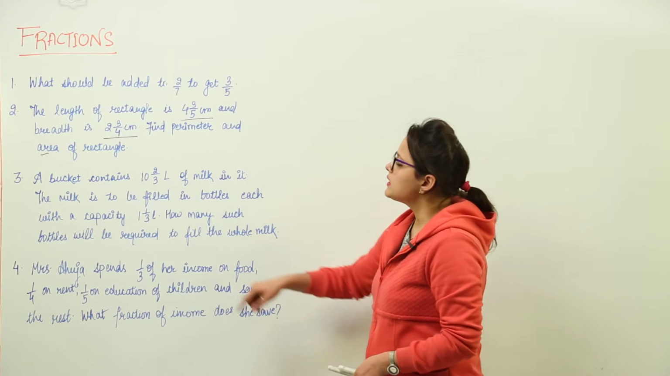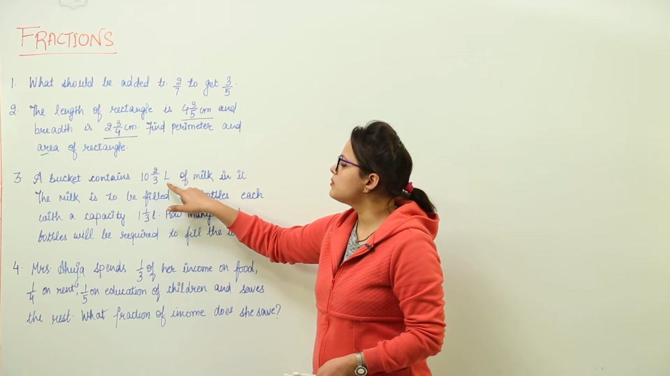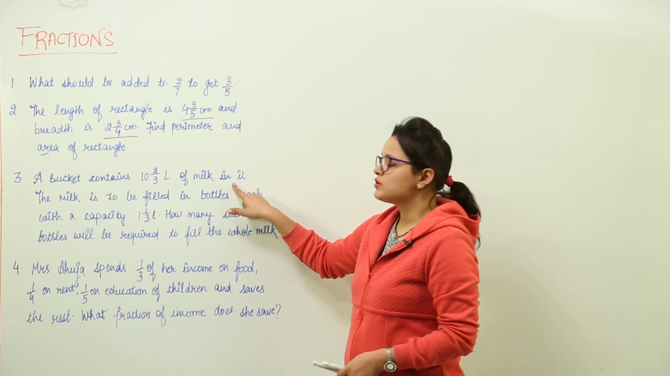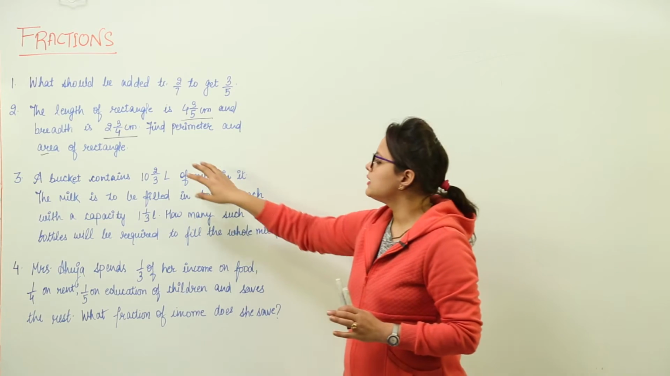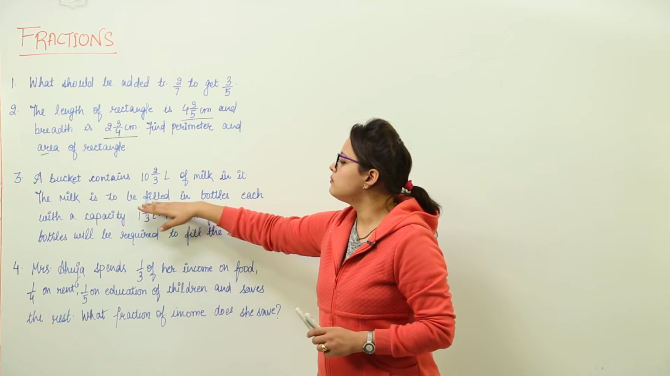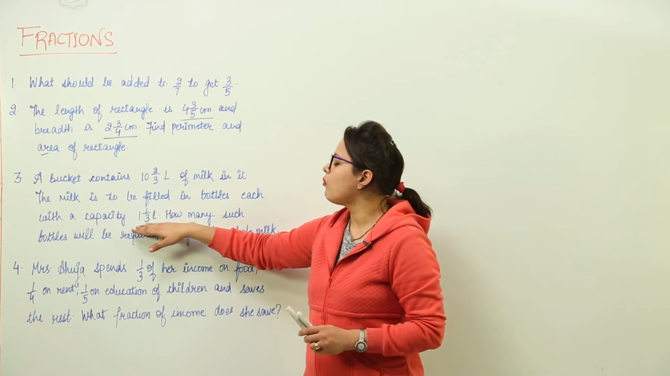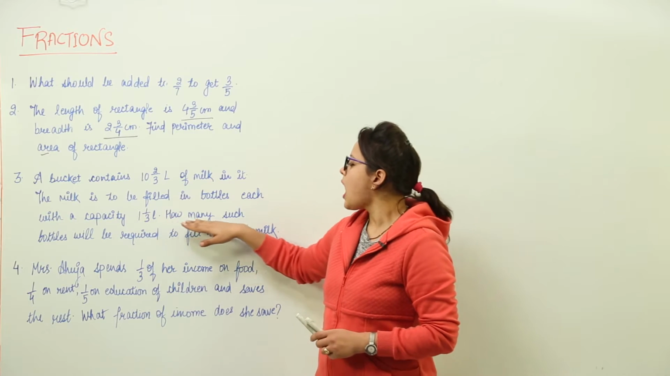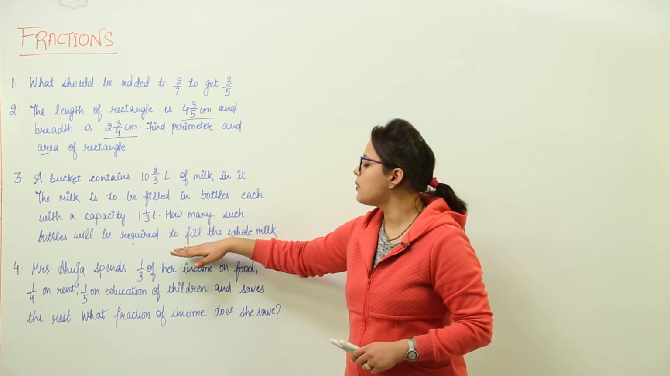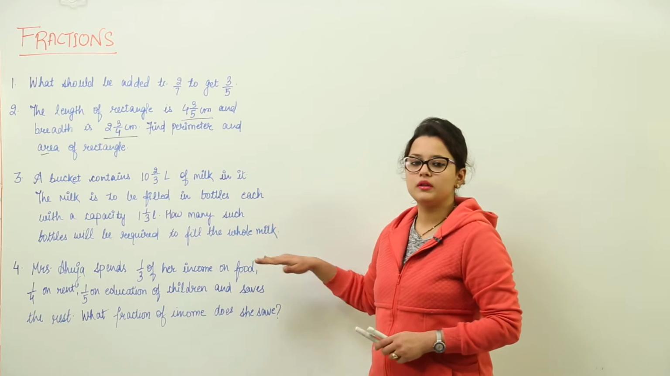Next, a bucket contains 10 raised to power 2 by 3 liters of milk in it. So there is a bucket holding these many liters of milk. The milk is to be filled in bottles, each with a capacity of 1 whole 1 by 3 liters. How many such bottles will be required to fill the whole milk?